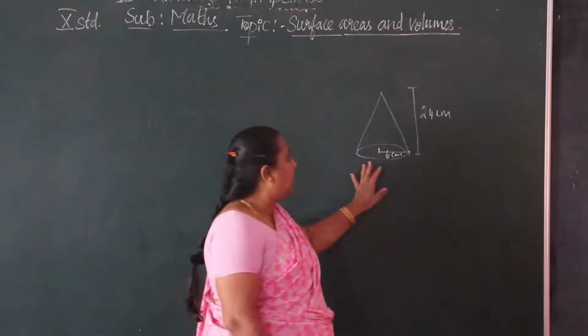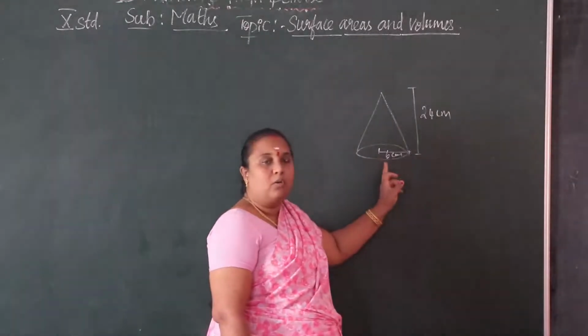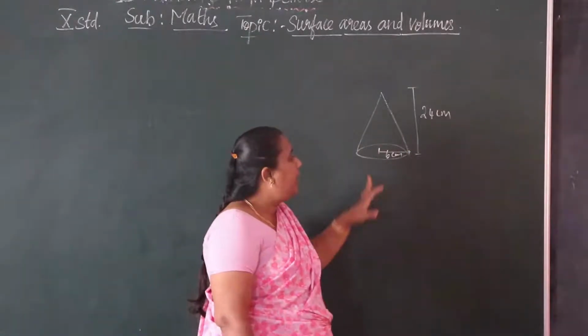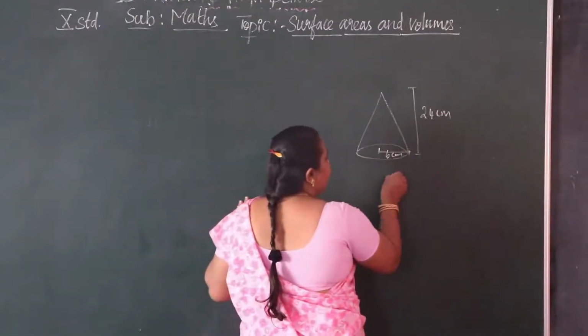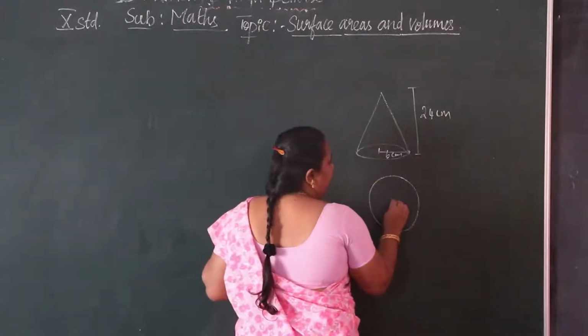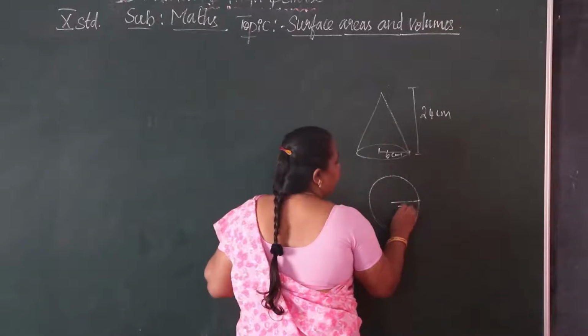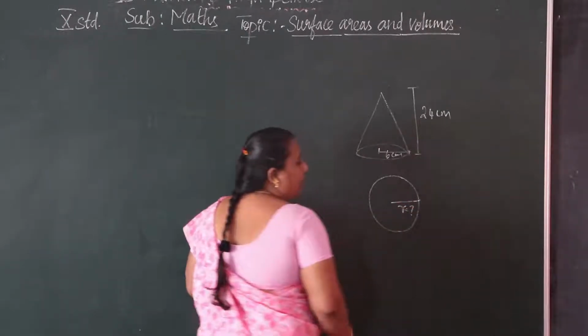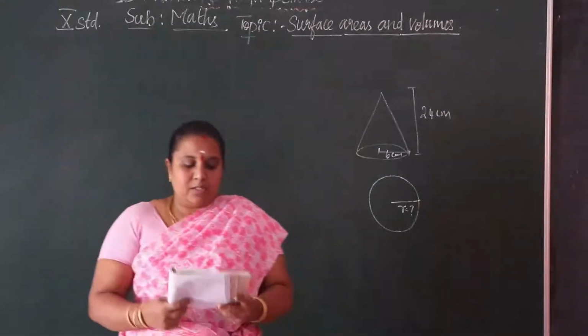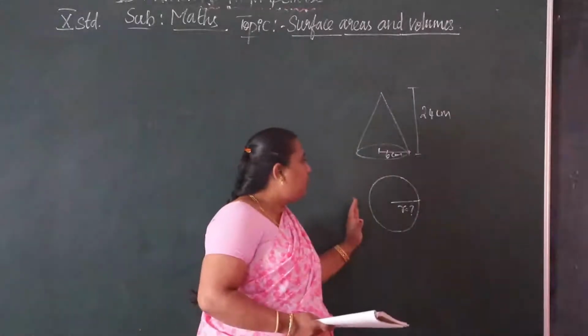So we know the radius of the cone and the height of the cone, and we have to find the radius of the sphere, which is spherical in shape. Here both the volumes are equal. So volume of cone equals volume of sphere.